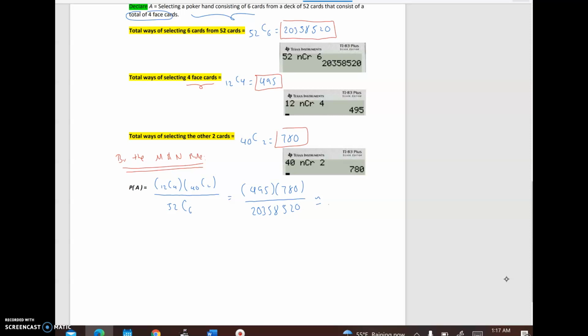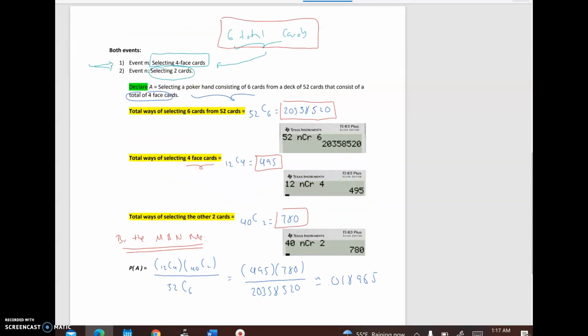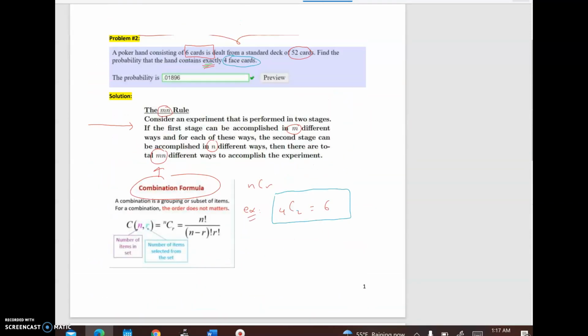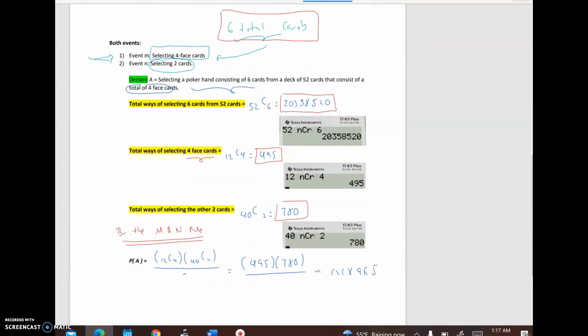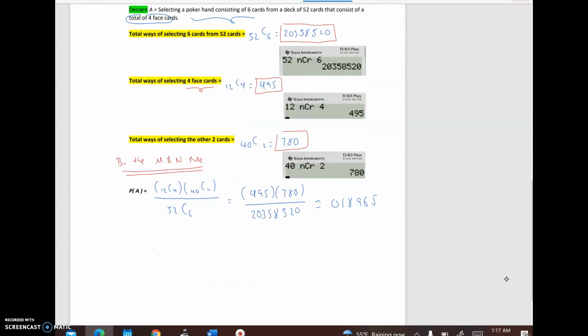Please punch it into the calculator and let me tell you what I'm getting. I'm getting 0.01896.5, and this one is also picky in the rounding. They want 5 values, so 1, 2, 3, 4, 5. Rounding to 5 values, I'm just going to rewrite it as P of A, which is approximately 0.01896.